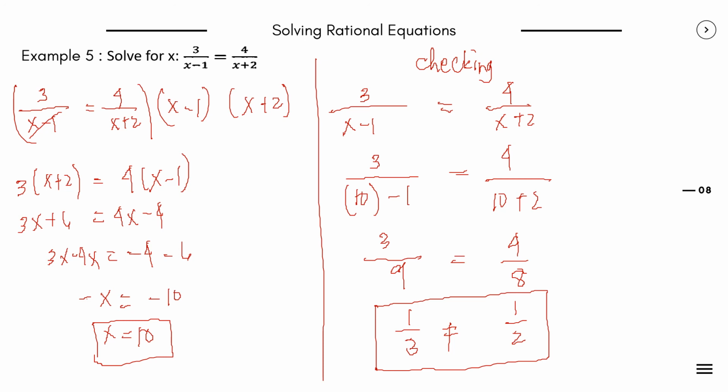Tama nga ba yung solution natin? Check ko lang. Okay, tama nga. So, di talaga sila equal. Di sila meant to be equal. Ayan po. This is how we solve rational equations. Okay?